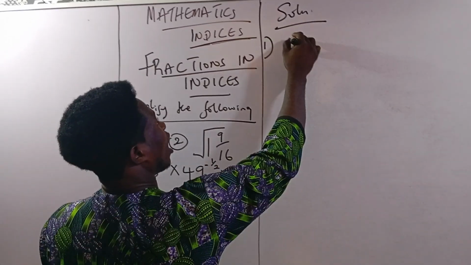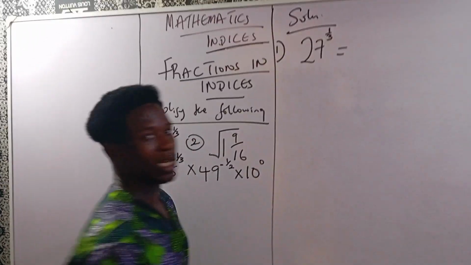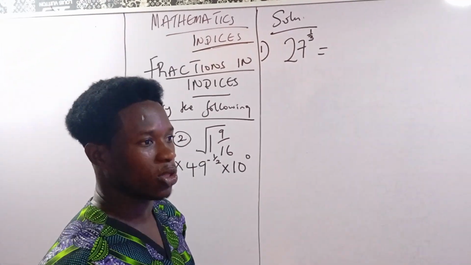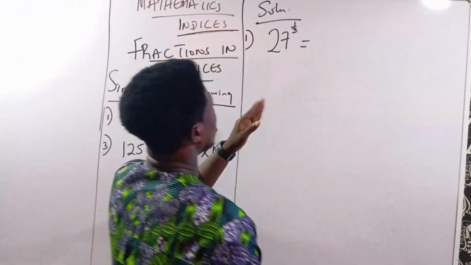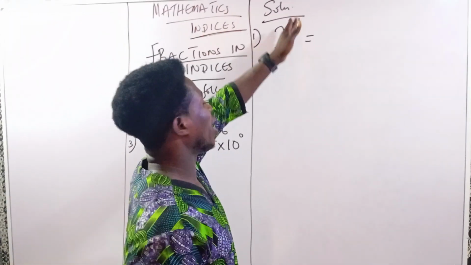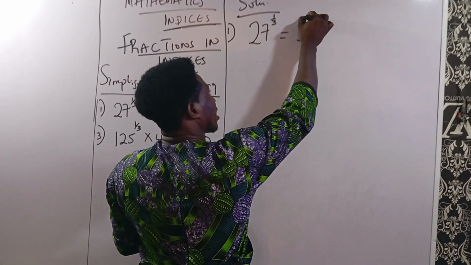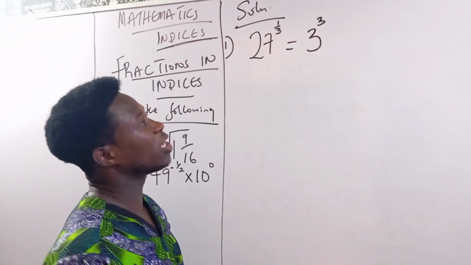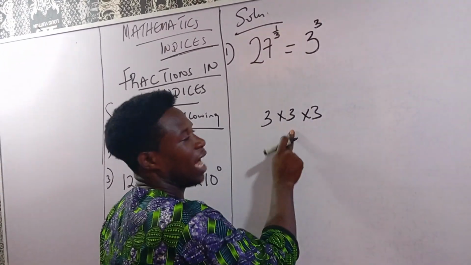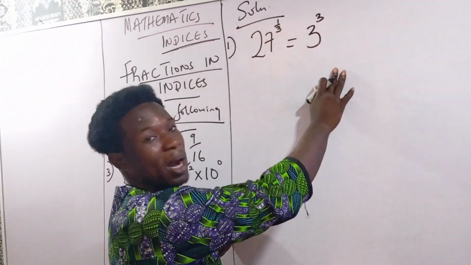Example 1, we have 27 raised to the power 1 over 3. I will teach this using the simplest method. You may have seen this with a different method, but this is the simplest way, and I advise we solve it like this. 27 could be written with another base. 27 is equivalent to 3 raised to power 3, that is 3 times 3 times 3. 3 times 3 is 9, and 9 times 3 is 27. So we can replace 27 with 3 raised to power 3.